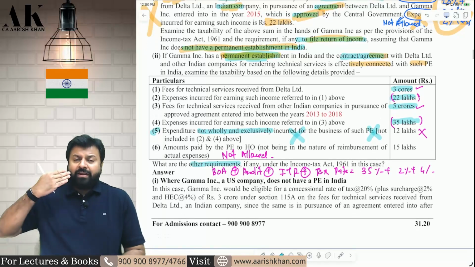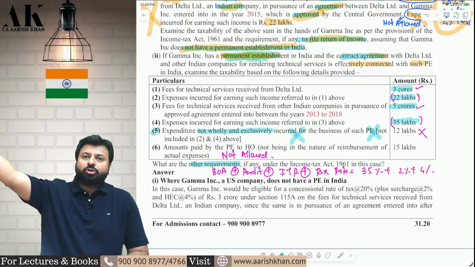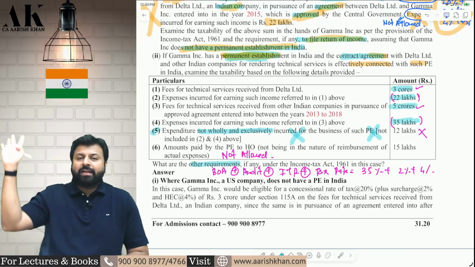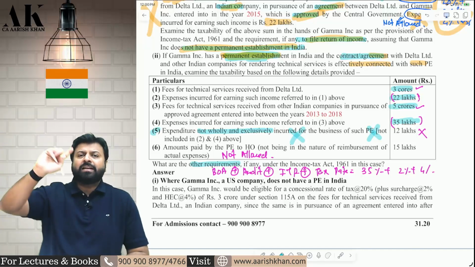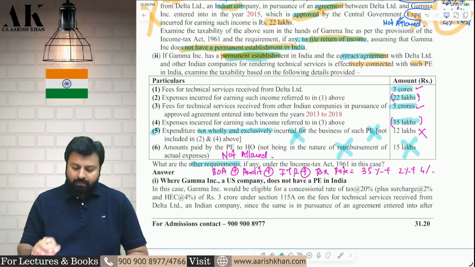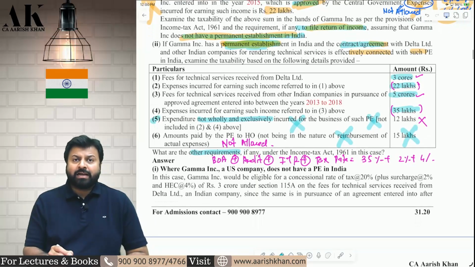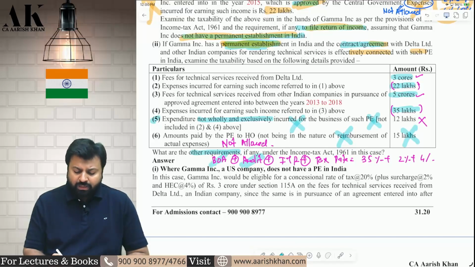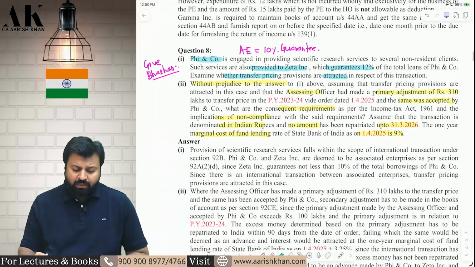Similarly, if Indian branch is making some payment to HO other than reimbursement, then it is not allowed. If it is giving reimbursement, then it is allowed. Other than reimbursement, not allowed. What are the other requirements? Other requirements are this assessee has to maintain books of account, they have to conduct audit, they have to file ITR, they have to pay tax as per the normal rate. 35% tax, 2% surcharge because the income is more than 1 crore, and 4% cess. I hope it is clear to all of you.